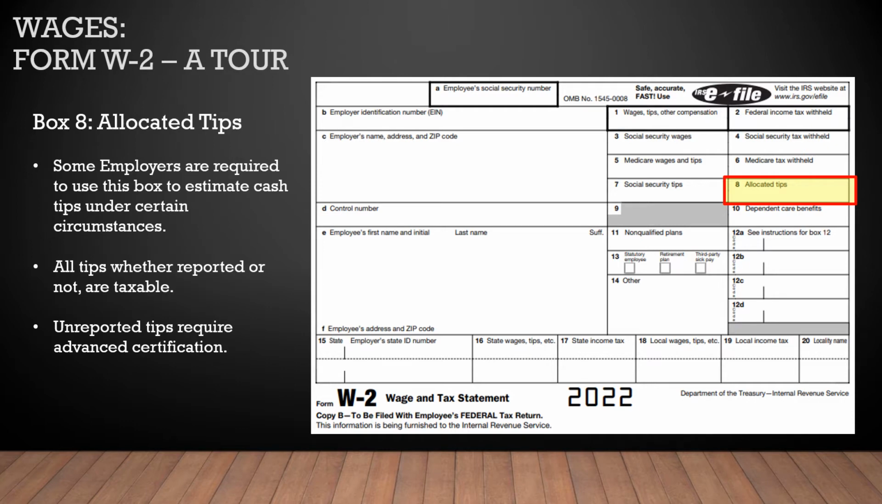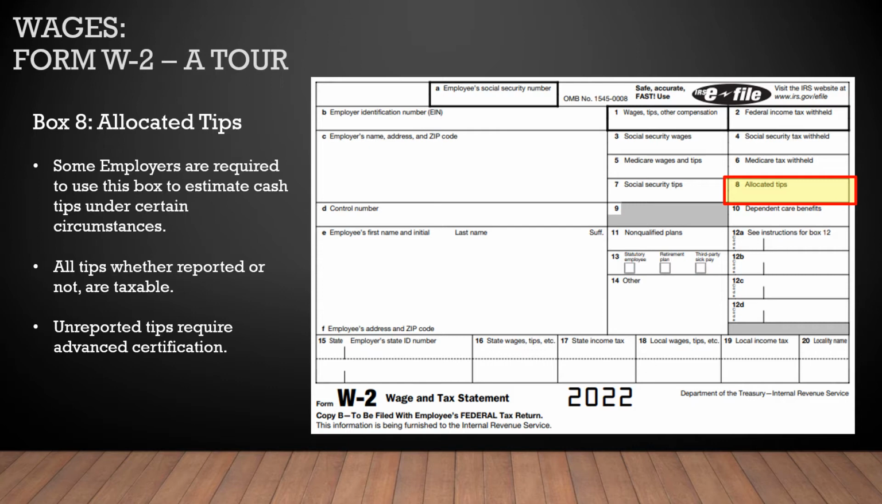Box 8 is for allocated tips, and certain employers, mainly large national restaurant chains, are required to use this box to estimate the cash tips of a server under certain circumstances. If we have somebody who states that they are a server or in another industry where cash tips are common, we are always going to double check with them to make sure that their Form W-2 is reporting all of their tips, or if they had some other cash tips that aren't reported there, because all tips, whether they're reported on the Form W-2 or whether they were just received in cash, are taxable.